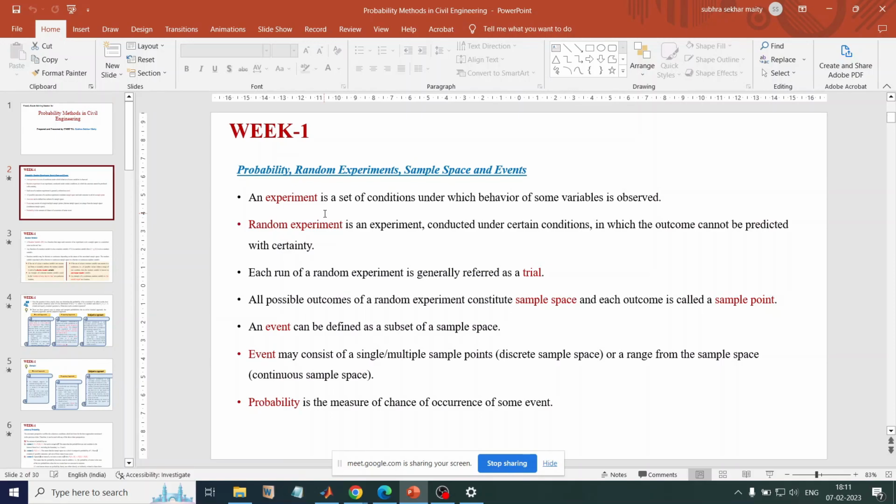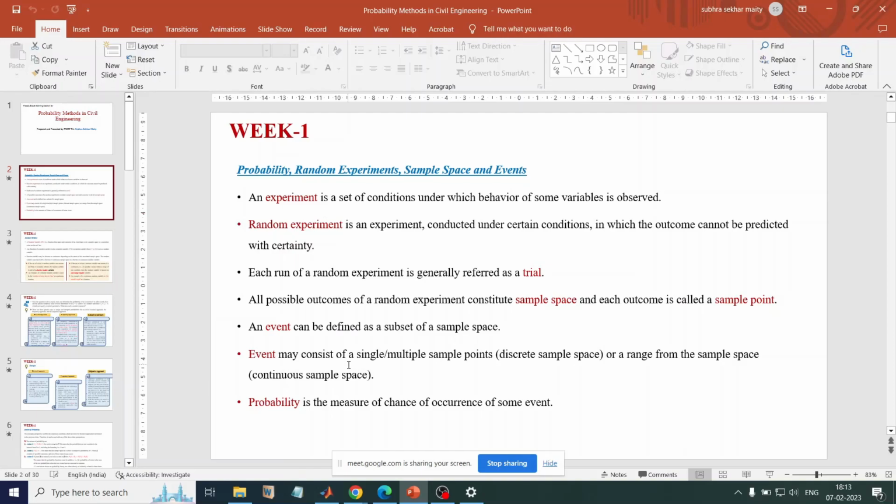All possible outcomes of a random experiment constitute the sample space, and each outcome is called a sample point. Suppose tossing a coin, all possible outcomes are head or tail. That constitutes the sample space, and each outcome, suppose head is coming, is a sample point. Or suppose you are rolling a die. The sample space is: you can get 1, you can get 2, you can get 3, up to 6. If you get 1, that is one sample point. If you get 2, that is one sample point. And an event is a subset of that sample space.